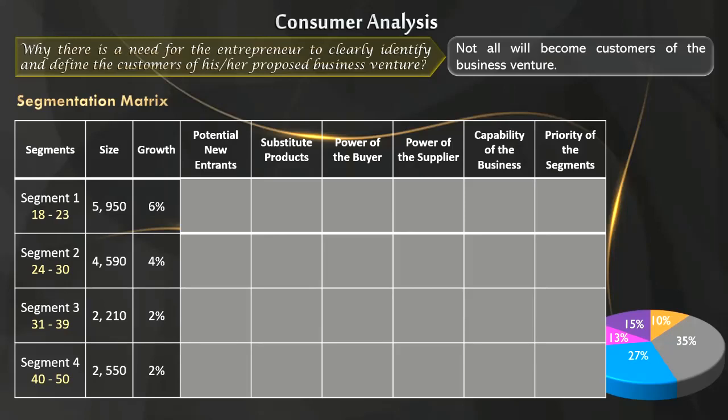Segment 2, 27% age range, 24 to 30. 27% of 17,000 is 4,590. Segment 3 is 31 to 39, and that's 13%. 13% of 17,000 is 2,210, and the last one is segment 4, the fourth range, the age is 40 to 50, has 15%, and 15% of 17,000, the result is 2,550.